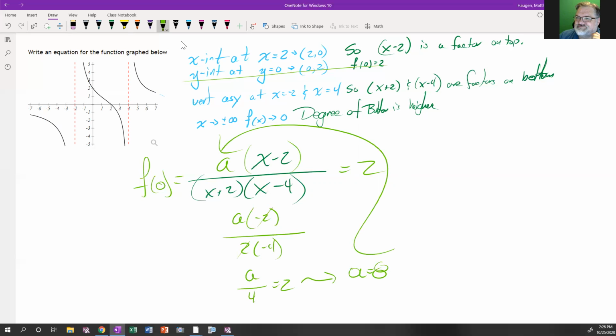So our final function ends up being, and hopefully you remember doing that when we did polynomials, our final function f of x is going to be 8. You can write that 8 out front too if you want to, times x minus 2 over x plus 2 times x minus 4.